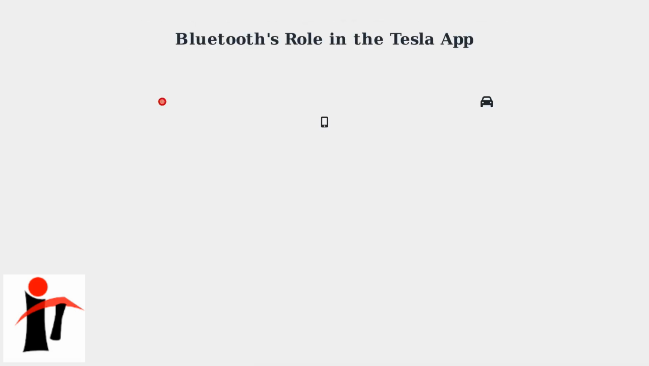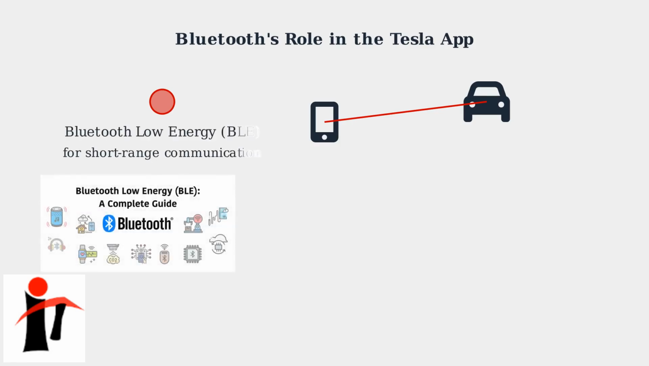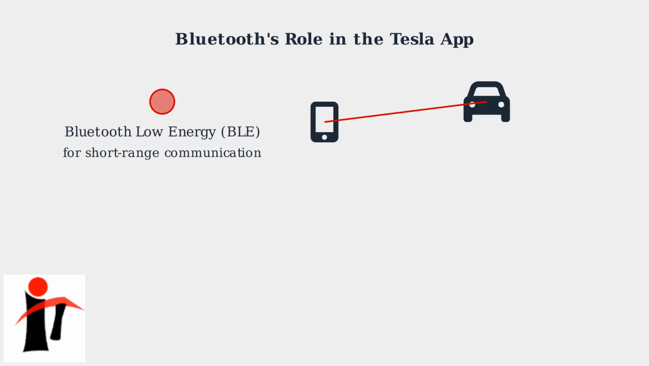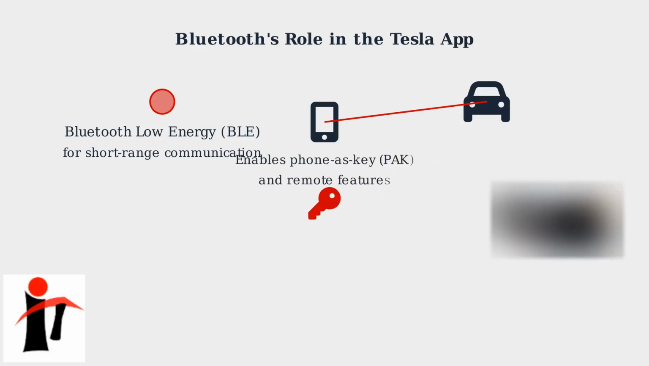The Tesla app relies on Bluetooth Low Energy for short-range communication with your car. This technology enables the phone-as-key functionality and other remote features that make the app so powerful. Bluetooth Low Energy, or BLE, is designed for efficient, low-power communication over short distances, perfect for connecting your phone to your Tesla vehicle. One of the key features enabled by this connection is Phone as Key, which allows you to unlock and start your car using just your smartphone. Other remote features like climate control and charging also depend on this Bluetooth link.